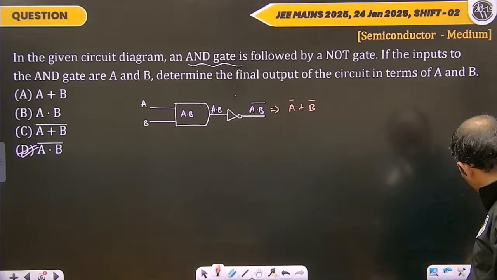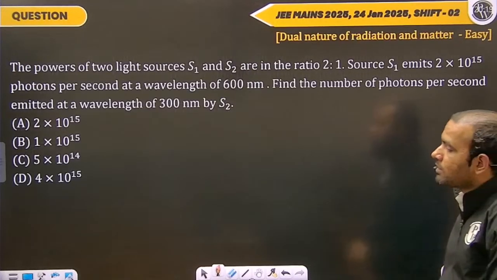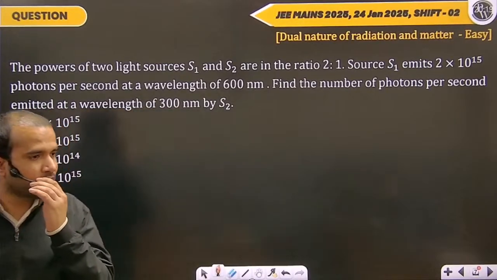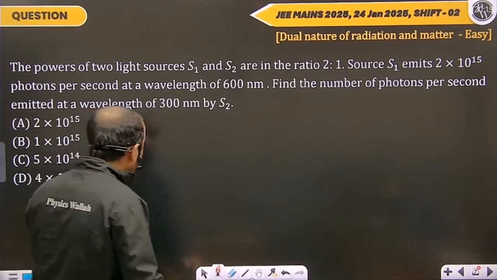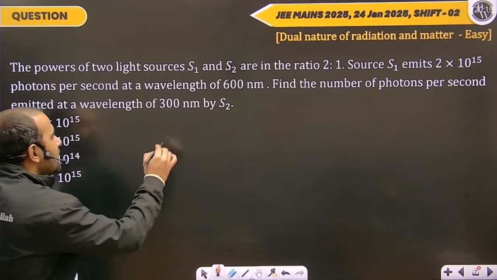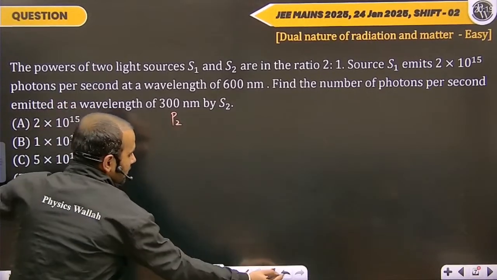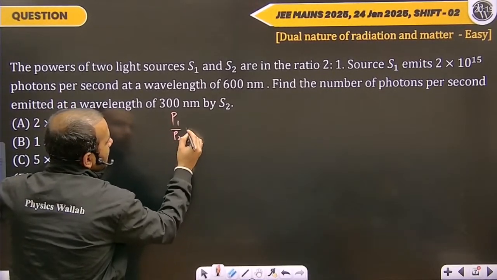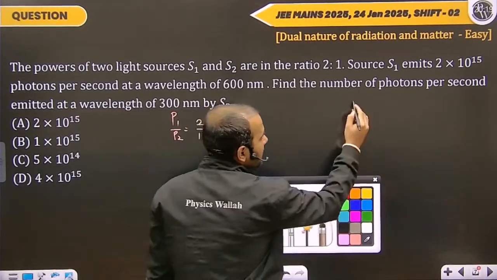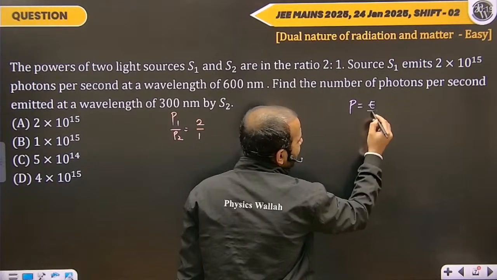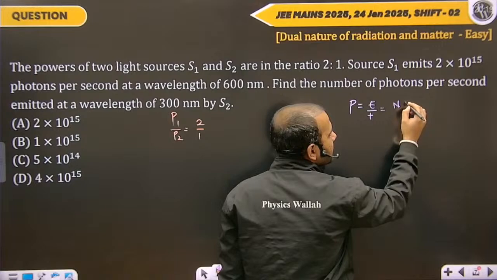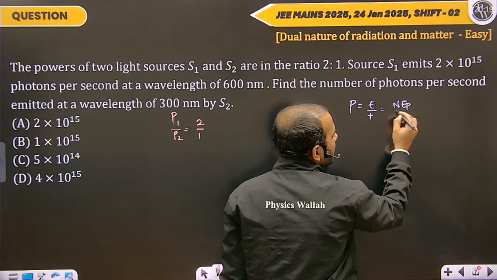Okay, let us move to the next question, which is from dual nature of matter and radiation. The question is about the power of two sources, having power ratio P1 by P2, which you can take as 2 by 1. Now, what is power? Power is basically energy by time. What is energy? Energy is the total number of photons times the energy of one photon, EP, and then divided by time.